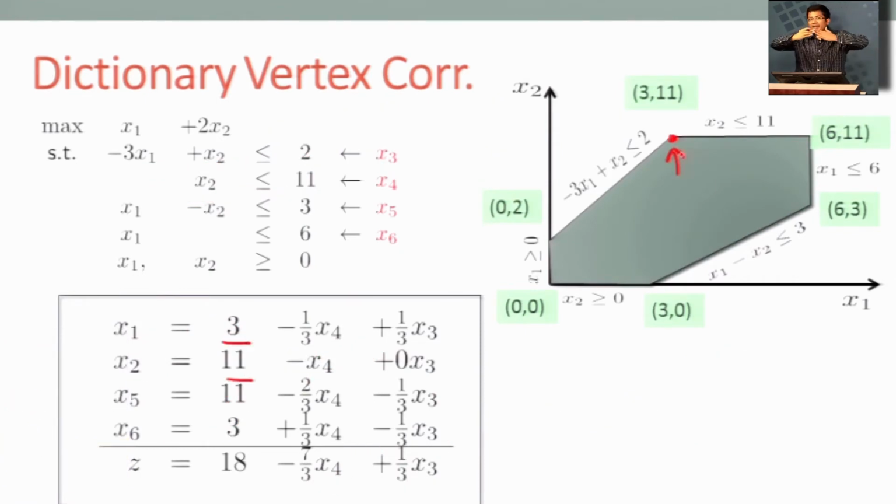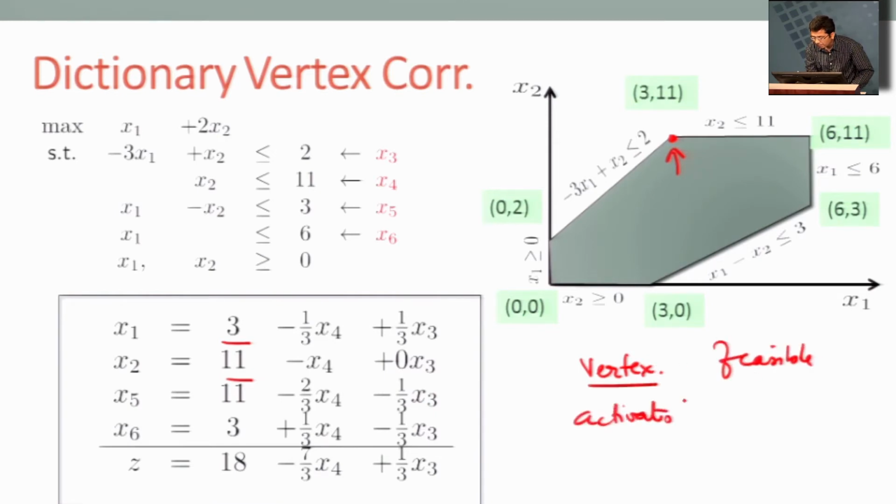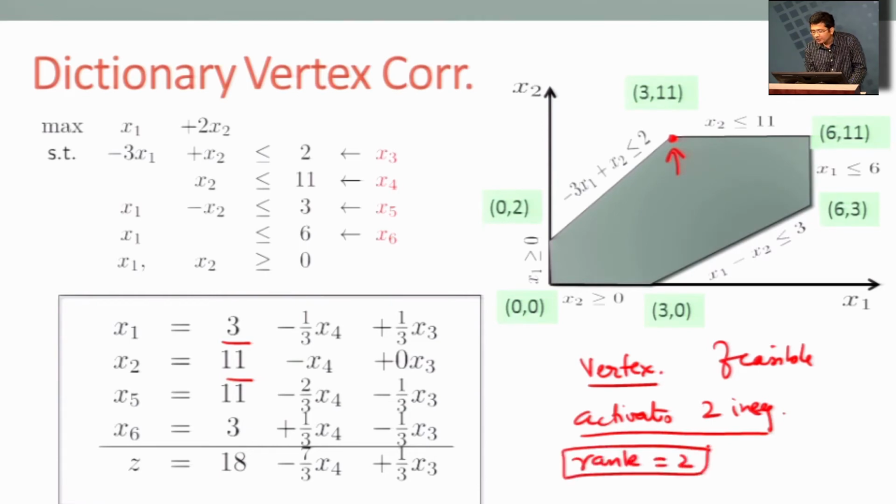saturates or activates two inequalities. And if it does so, it's going to be a vertex. Okay, it's feasible, activates two inequalities. And I haven't convinced you that the rank of the activated inequalities is 2. But let me do the convincing a little bit indirectly. If the rank weren't 2, then what would happen is we wouldn't get this point 3, 11.